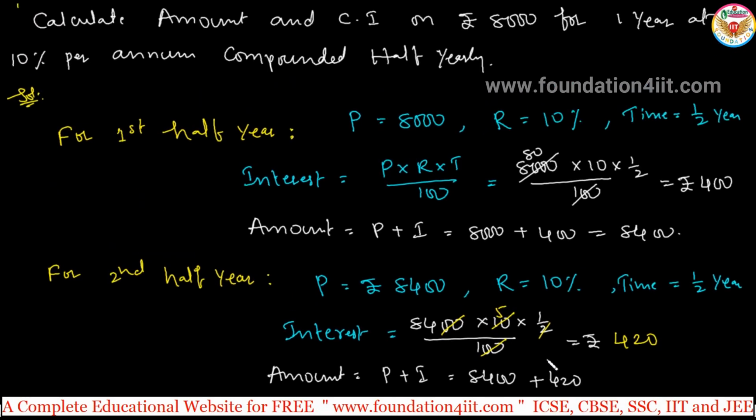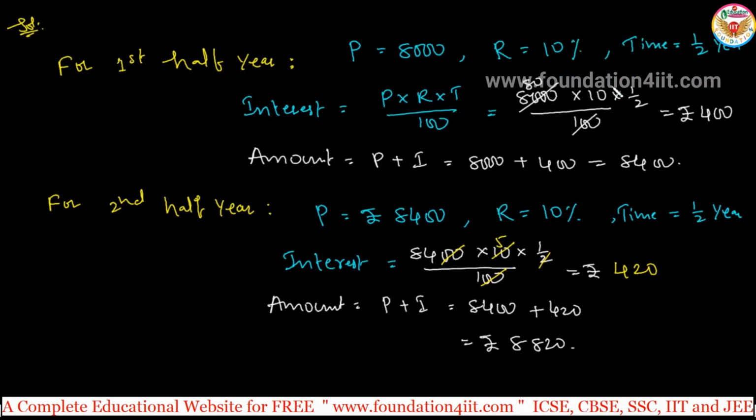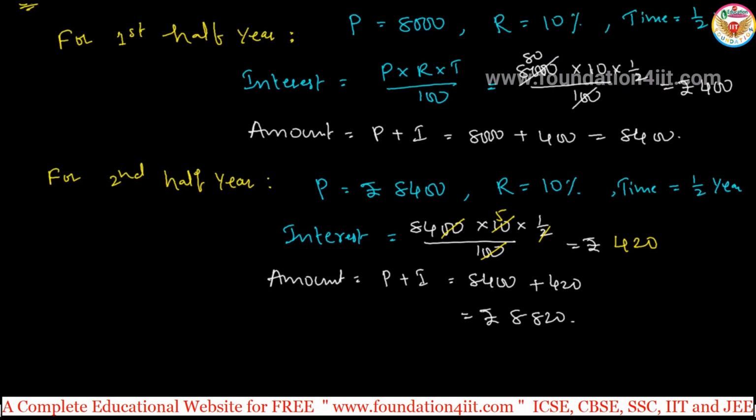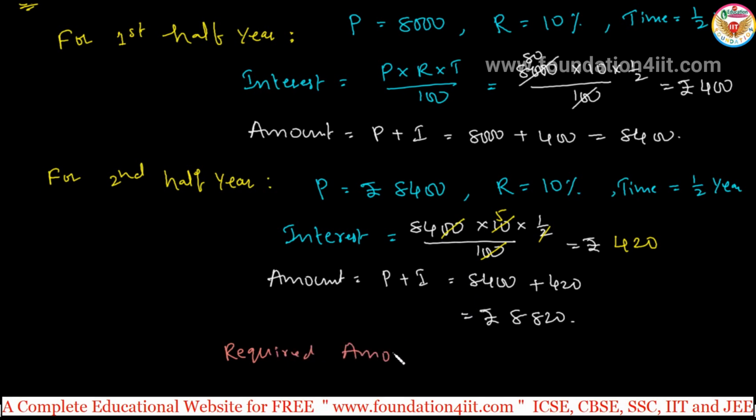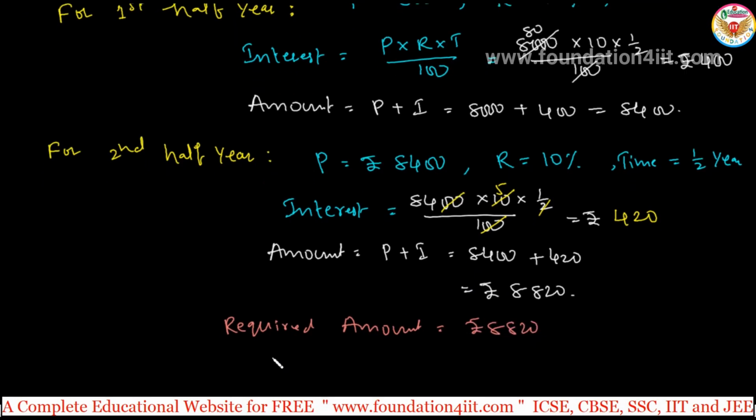If it is 1.5 years, take one more half year. They mention only 1 year total, that means only 2 half years. So after getting this, we can find the final, the last step, the required amount. The required amount as per the question is rupees 8,820, and then the required compound interest.